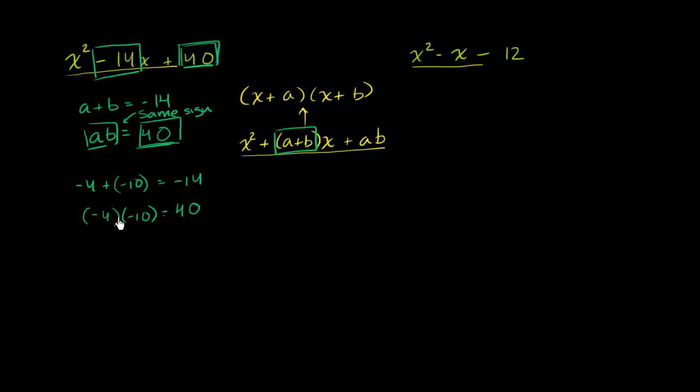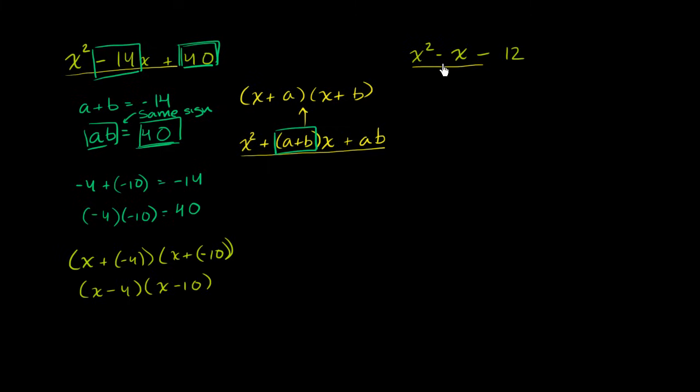So just going back to this, we know that a is going to be negative 4, b is equal to negative 10, and we are done factoring it. We can factor this expression as x plus negative 4 times x plus negative 10, or another way to write that, that's x minus 4 times x minus 10.